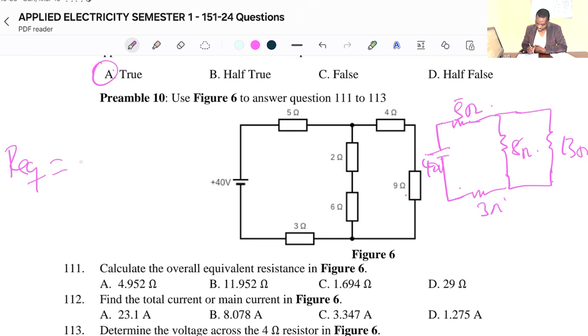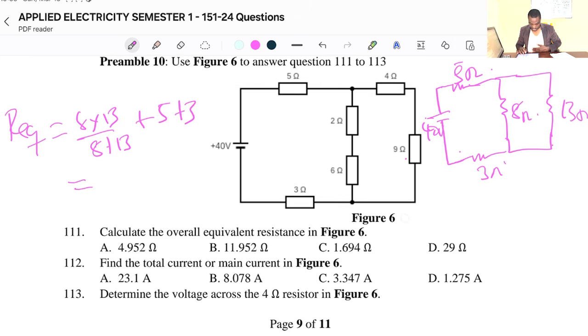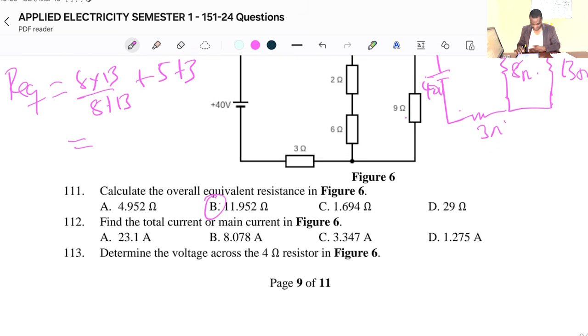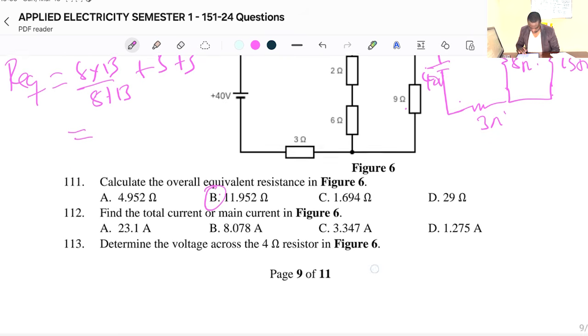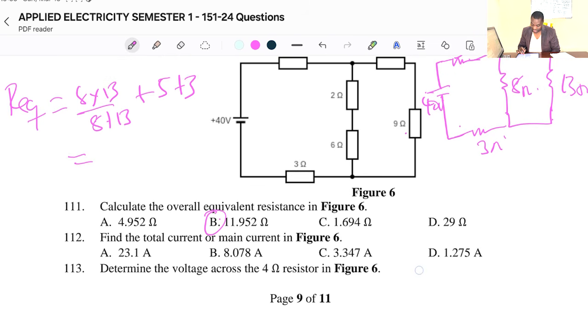So here they are in parallel. So that will be 8 times 13 over 8 plus 13, the equivalent resistance for this part. Then after that, it's a series of 5 ohms and 3 ohms, so that will be 5 plus 3. And when you do that, you get the answer to be 11.952.